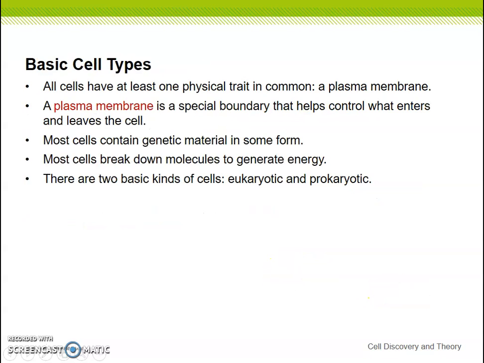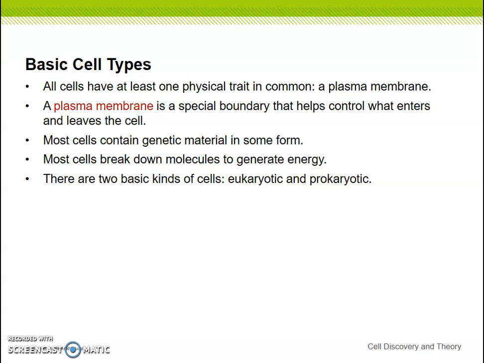Switching gears a little bit, basic cell types. There are 2 types, but they have one common trait. They have a plasma membrane that controls what goes in and what goes out of the cell. It is a special boundary that controls what enters and leaves the cell. It lets good things in and keeps bad things out. That's its whole job, to control what goes in and out of the cell.